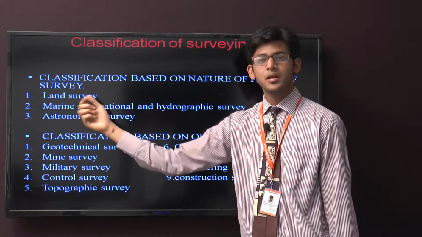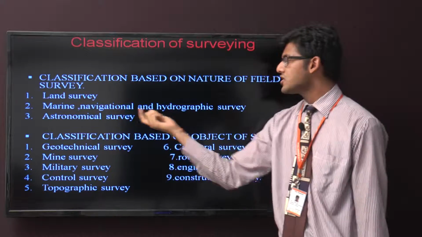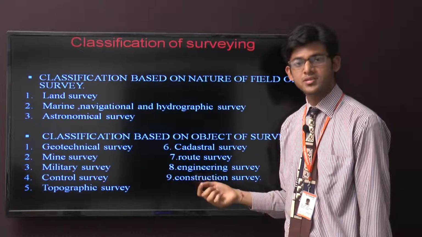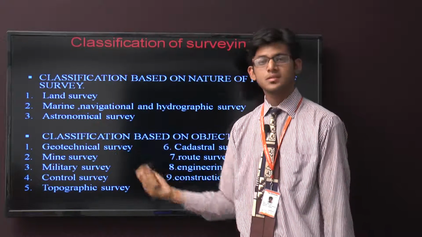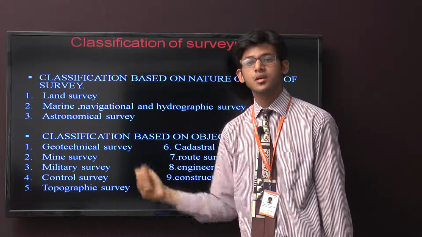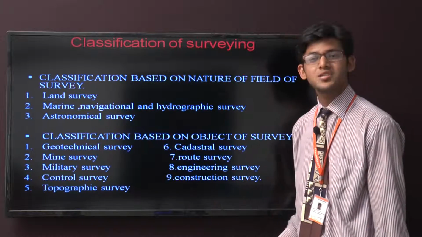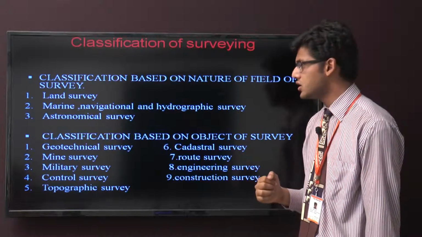Land survey is generally done on the land. The marine, navigation and hydrographic survey is generally done on water surfaces, and astronomical survey is generally done from space, where we are seeing the earth from space. So this is the astronomical survey which is done on the earth surface.